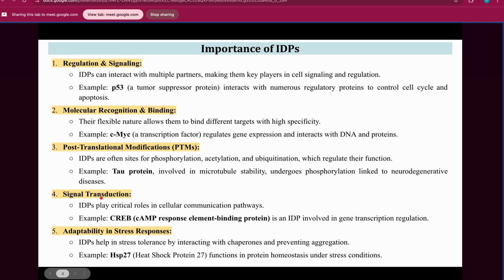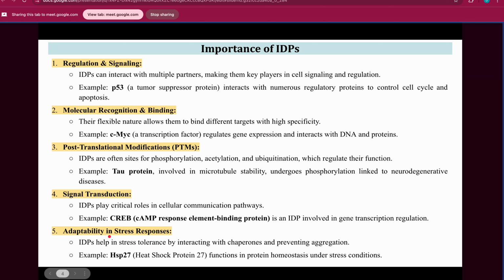Now next is signal transduction. They have a critical role in cellular communication pathways. For example, CREB, which is cAMP response element binding protein. It is an intrinsically disordered protein which is involved in gene transcription regulation. So in this way, they are also involved in signal transduction processes as well.